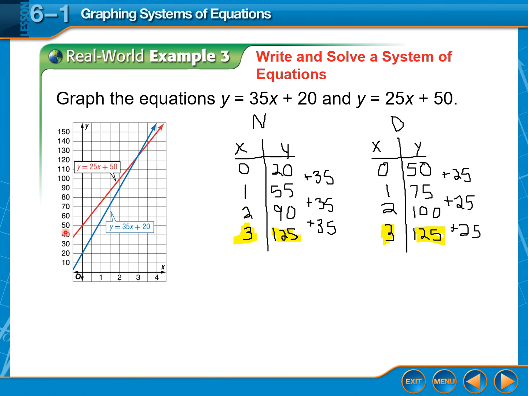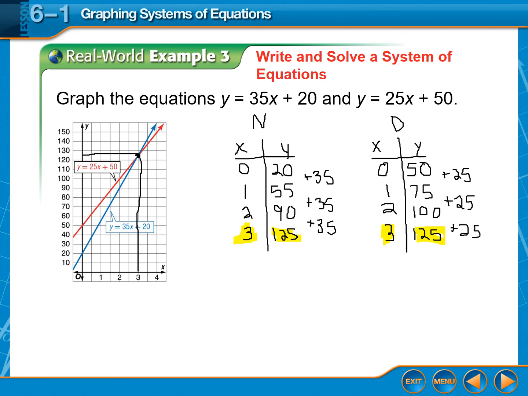For Diego, he starts at 50 miles, and after the 1st week, he's up at 75. The 2nd week is now up to 100. Again, what we found in our table. The 3rd week for Diego is at 125. And notice that's where those two lines intersect on the graph. They both intersect right there at 125 miles, and it's at week 3. So week 3 is 125 miles.